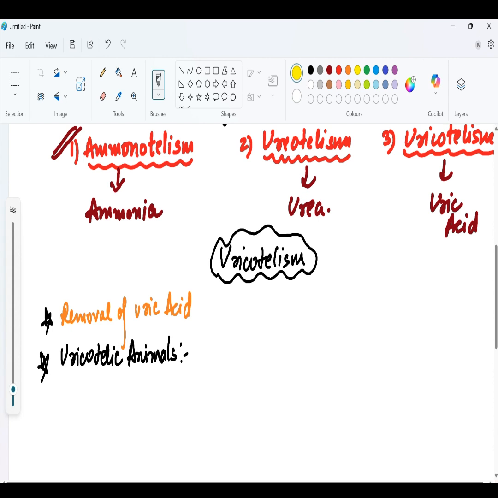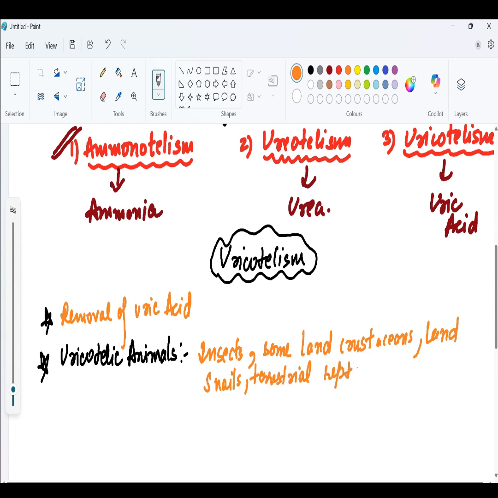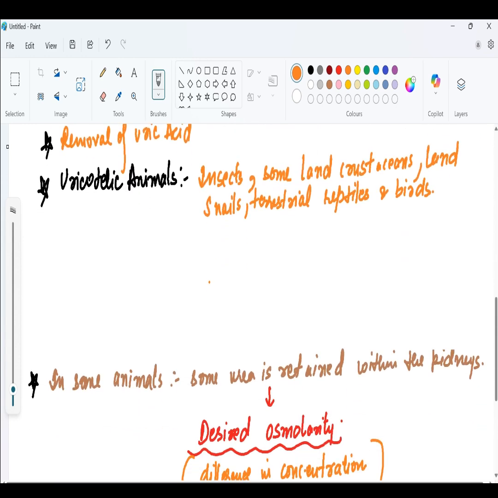So these could be some insects. These could be some land crustaceans, land snails, terrestrial reptiles, and birds. So these are the uricotelic animals that excrete uric acid as their waste product.